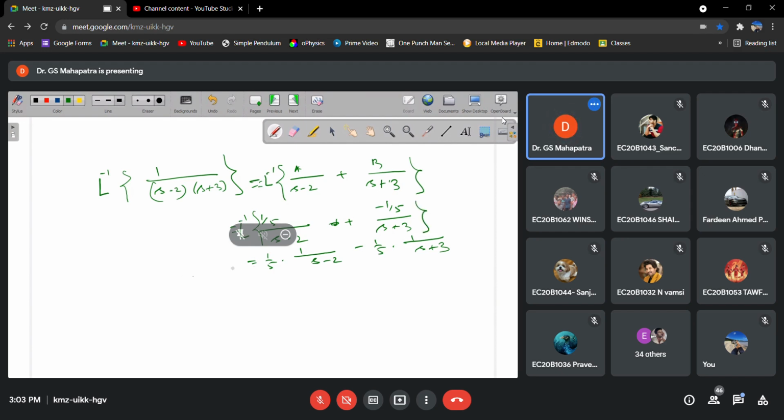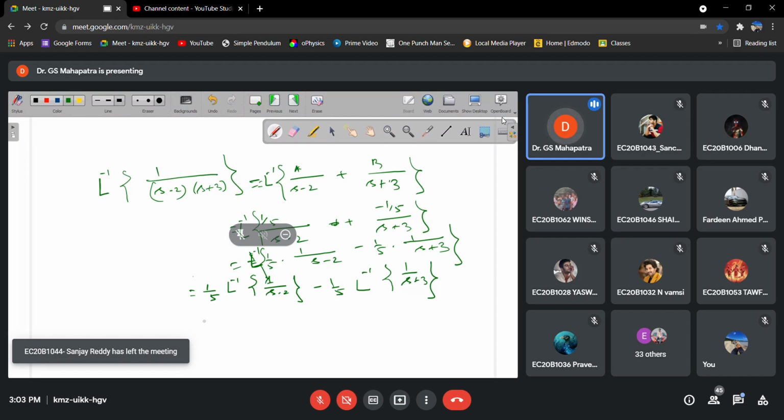So the inverse Laplace transform of this one: you know that the linearity property holds. Based on the linearity property, we get 1 by 5 inverse Laplace transform of 1 by (s minus 2) minus 1 by 5 inverse Laplace transform of 1 by (s plus 3). Then what is the answer? Final answer?